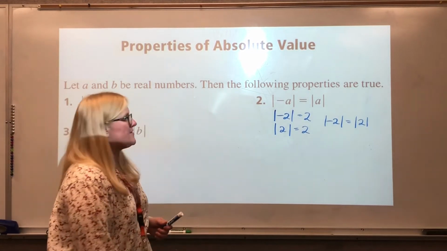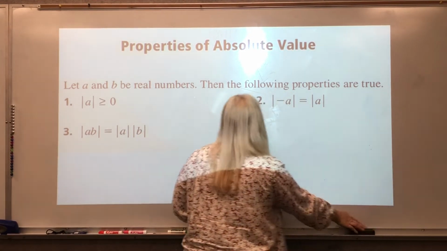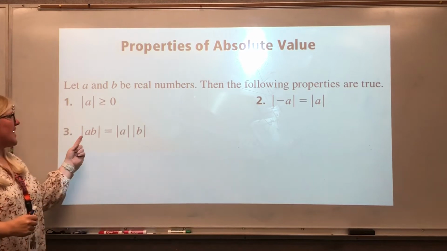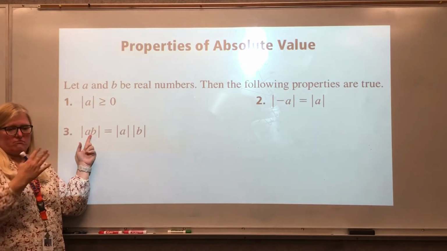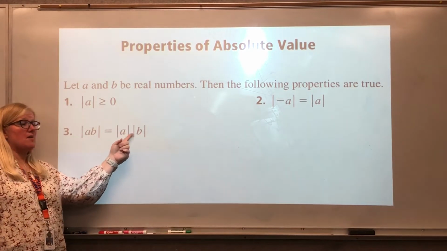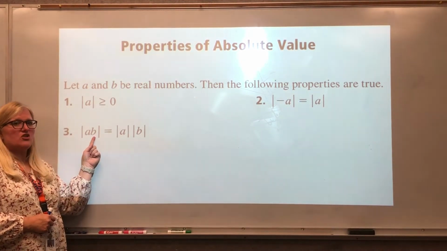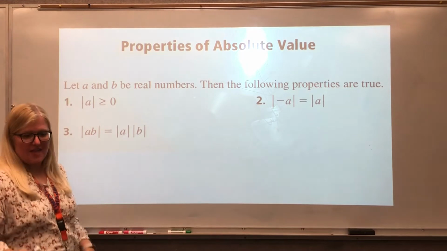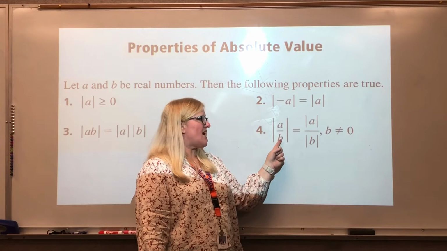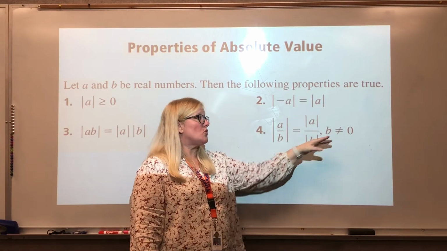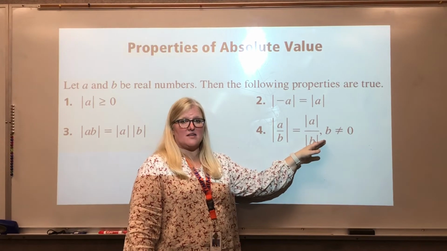I'm going to have to erase that for space. The third one is that if I have a product of 2 numbers or 2 variables or one of each, I can cut them up. I can separate them. If this was A minus B, then I couldn't do that. It has to be a product. And that kind of leads us into the quotient. I have A divided by B. I can cut that up too, as long as B doesn't equal 0, because we can't divide by 0.